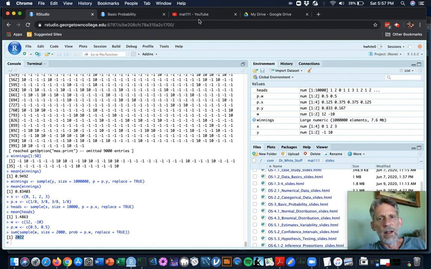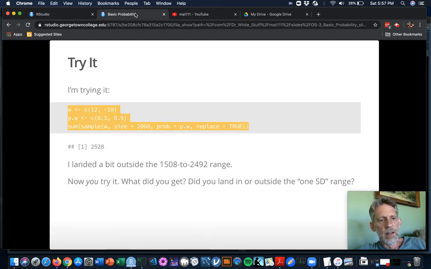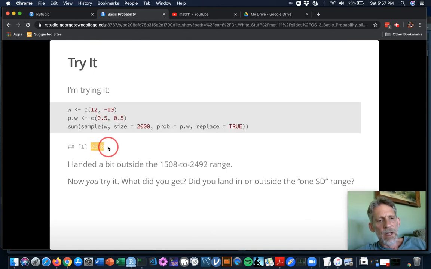When I did the slides, I came out $2,528 ahead. So when I just tried it right now, I came within that 1508 to 2492 range. When I tried it on the slides, it came a little bit outside that range. I'd like you to try it. What'd you get? Did you land inside or outside of this 1 SD range?